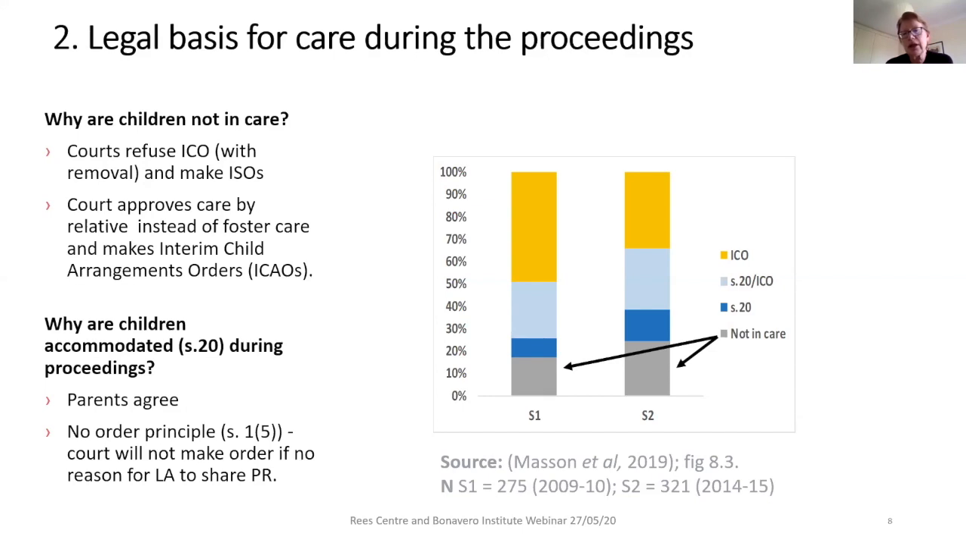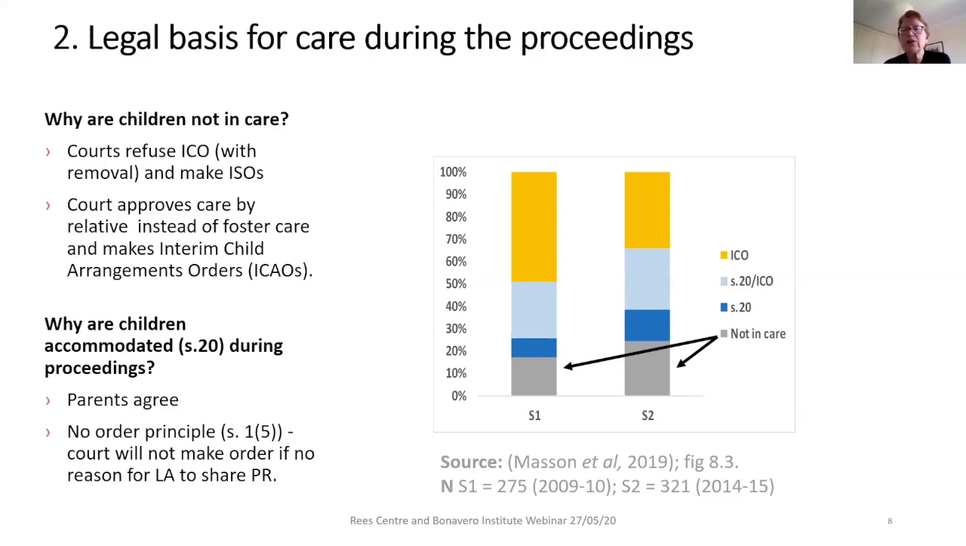Other children in that grey group are placed with people who either don't want to be local authority foster parents, or more usually are not accepted as local authority foster parents. They're not accepted within Regulation 24. And the court will then support the care by a relative usually, and make an interim child arrangements order.